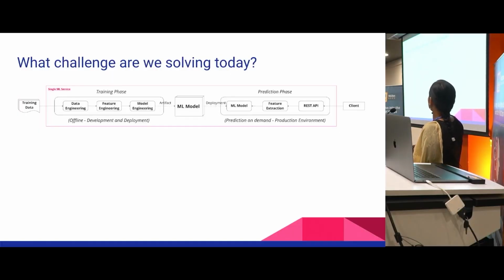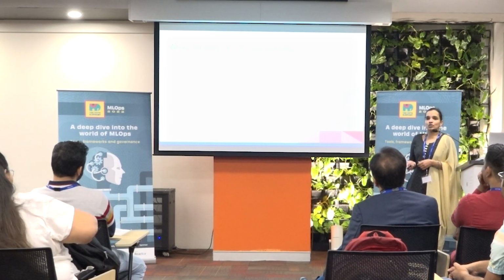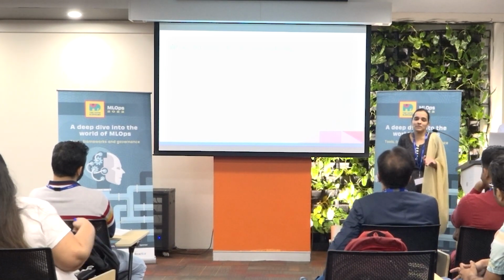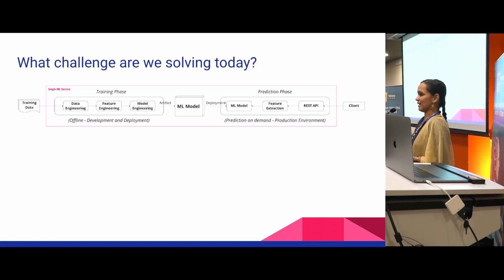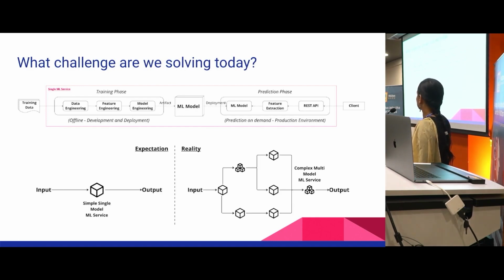So we have a REST API endpoint which is exposed to the client. The client comes with a request, and it's processed by the ML model and we return a response. It's a typical ML pipeline. So when will the life of an ML engineer be easier? When there's only one ML service backing a use case. But generally, that's not the case.